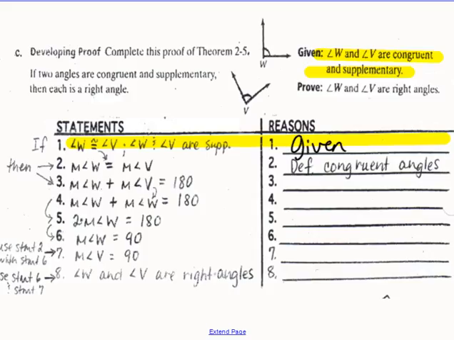Okay, so the next step they did was they said, okay, angle W and angle V are congruent, and then they said that the measure of angle W and the measure of angle V are the same, and that is by the definition of congruent angles. So the next step between this and this is they say the measure of angle W plus the measure of angle V equals 180 degrees. Well, sure, because of supplementary. That's that vocabulary word, that's the definition of supplementary angles.